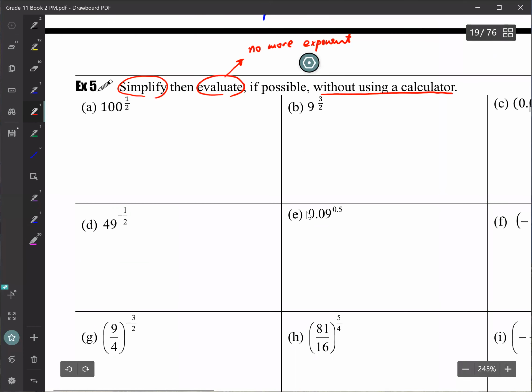So for question A, we'll start with the easy one. This one is just the square root of 100. And this one is possible, right? We can square root the 100, that gives you a 10.